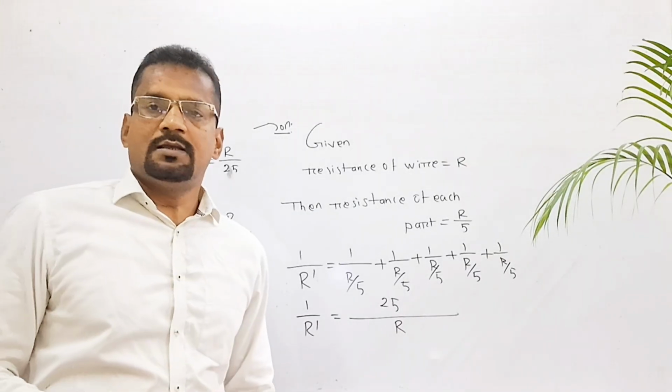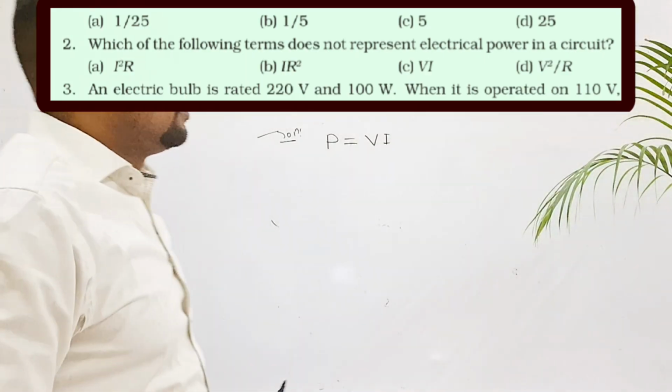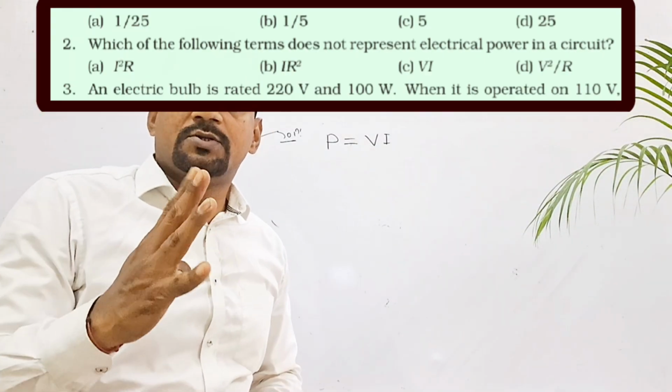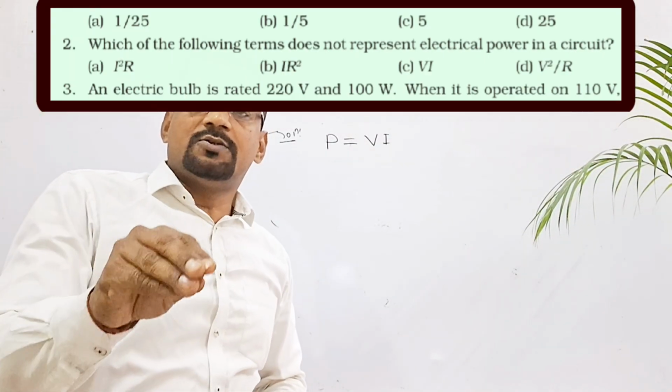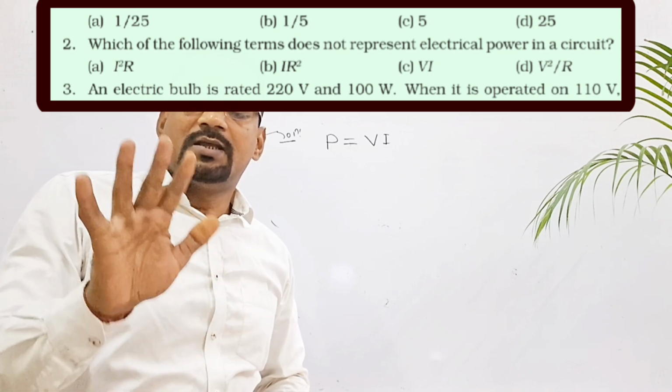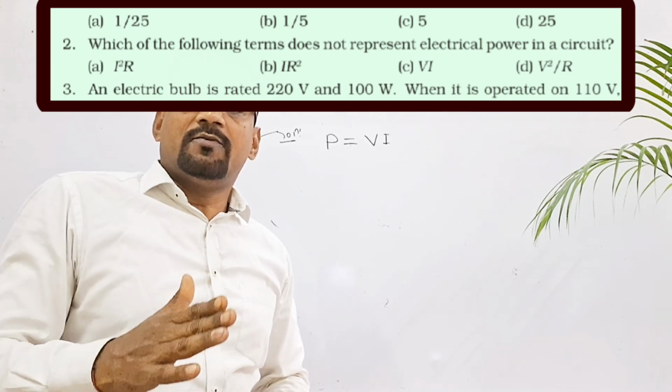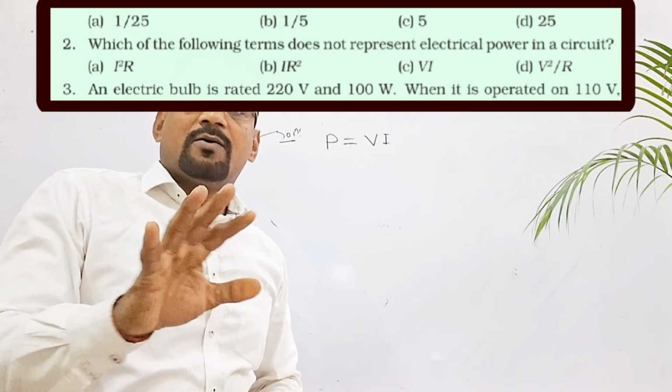Now let us see question number 2. Question number 2, 4 options are given in the question, and it is asked which of the following option does not represent expression of power.